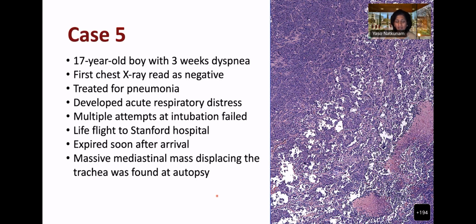But he expired soon after arrival, and a massive mediastinal mass displacing the trachea was found at autopsy. So this is a very, very unfortunate case. I like to present this case very often about what should not be missed. This was missed clinically, so as pathologists, we really couldn't do much except watch in horror as the story was told to us, and the patient expired before they could get a biopsy. The initial read of this case was probably the most problematic. The treatment for pneumonia may have been reasonable, but at least at the repeat X-ray, somebody should have picked it up before we got to this stage.